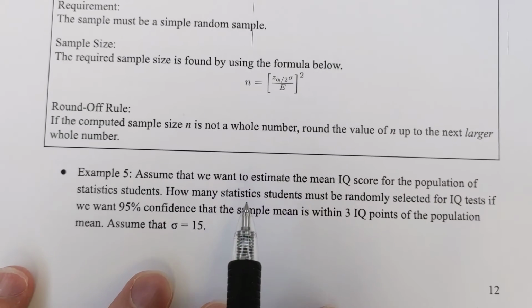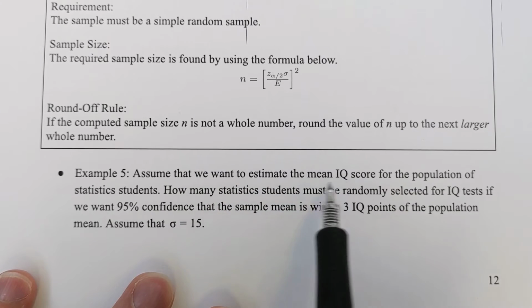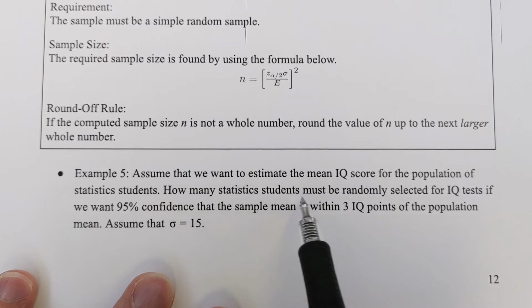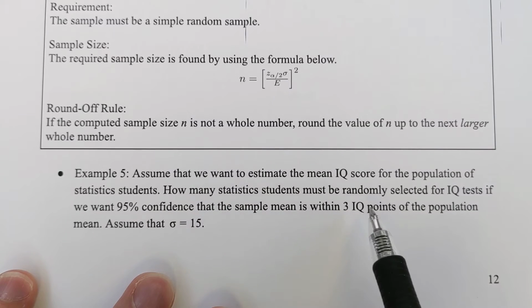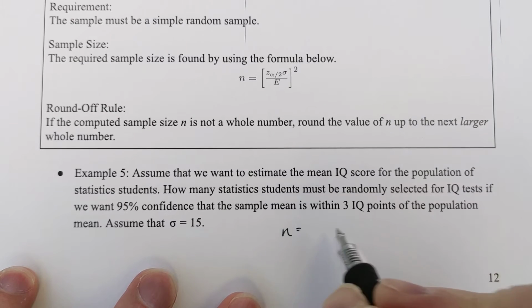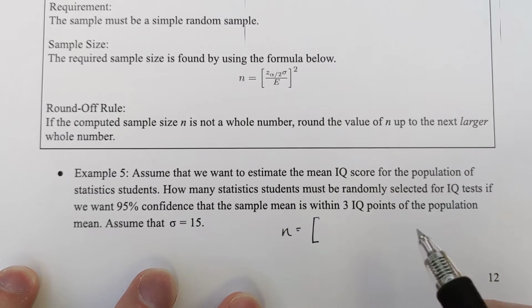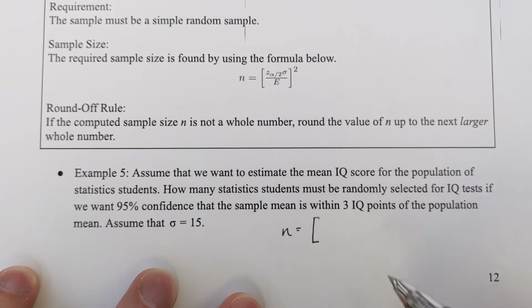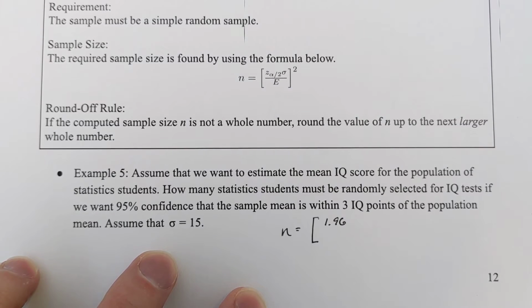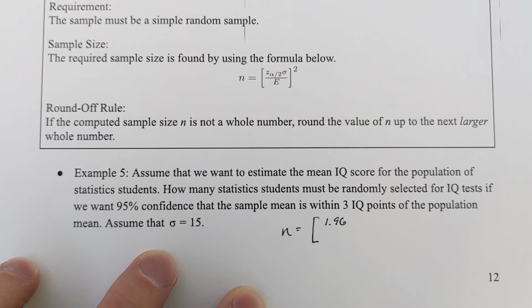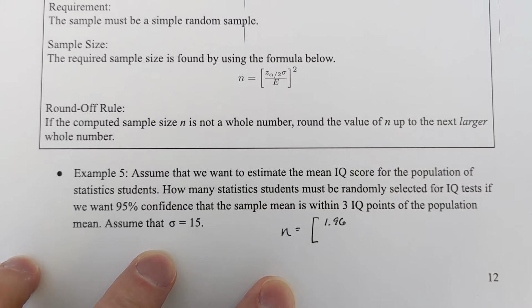All right, so example 5. Assume we want to estimate the mean IQ scores of the population of STAT students. How many students must be randomly selected for IQ tests if you want a 95% confidence interval, and the sample mean is within 3 IQ points? So n is equal to, from our previous notes, the z alpha over 2 for 95% is 1.96. Essentially, you would take 1 minus 0.95 and get 0.05, divide that by 2, 0.025, and look for that value in your z table, since that's a z-score.